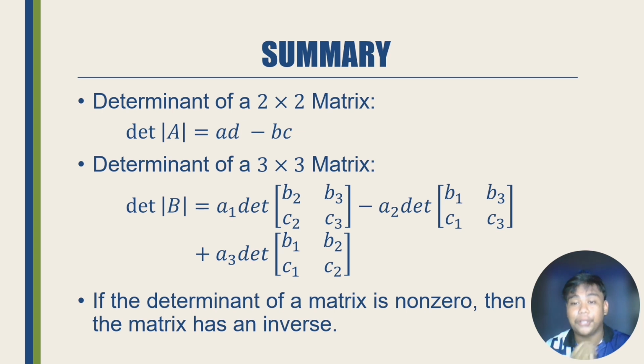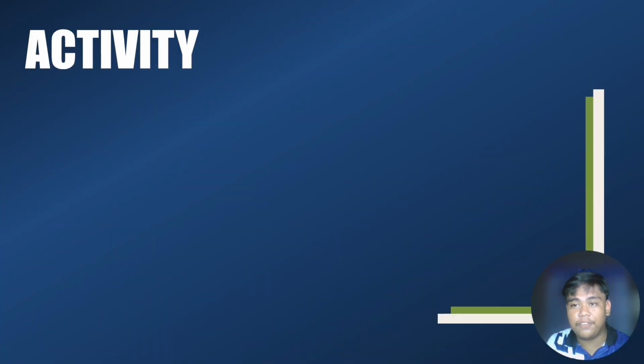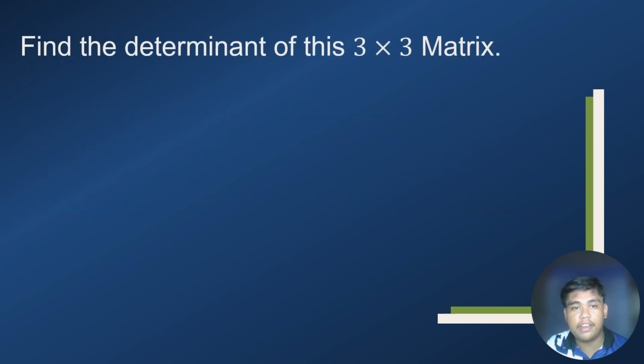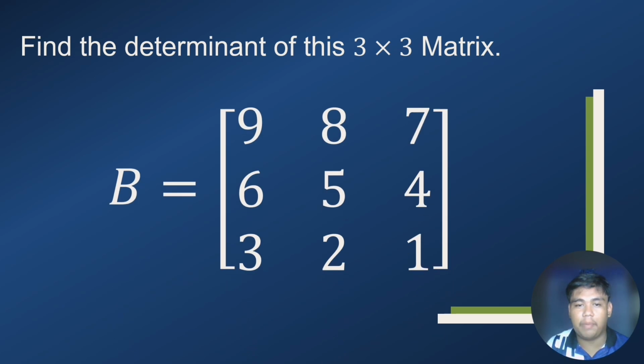So before we conclude this video, let's have an activity first. For this activity, here is the direction: find the determinant of the given matrix. You will be given 30 seconds to answer it, and if the time is not enough, then you can just pause the video until you get the answer. So we will find the determinant of a 3 by 3 matrix. This is the 3 by 3 matrix, matrix B, whose elements are 8, 7, 6, 5, 4, 3, 2, and 1. You will be given 30 seconds to answer it, and the timer starts now.